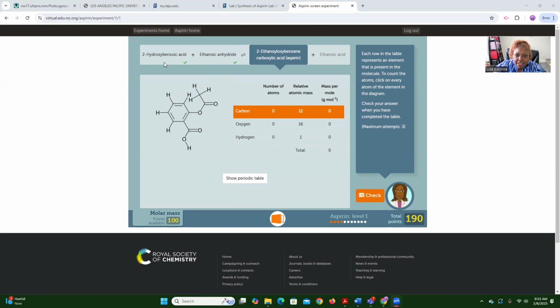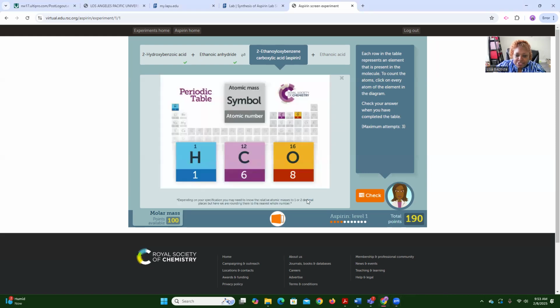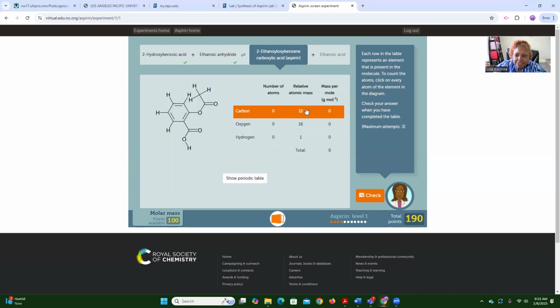When you start off, it starts you off with 2-hydroxybenzoic acid, and it has you fill in first the relative atomic masses. So when you show the periodic table, the number at the top is those atomic masses. So carbon would be 12, hydrogen's 1, oxygen is 16. So that's where I got the 12, 16, and 1 from.